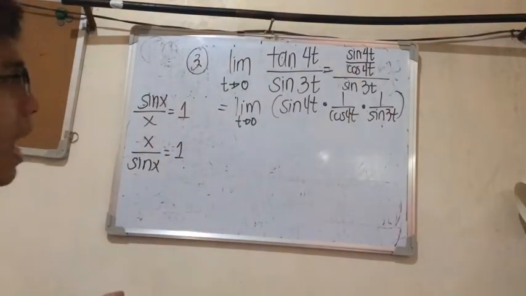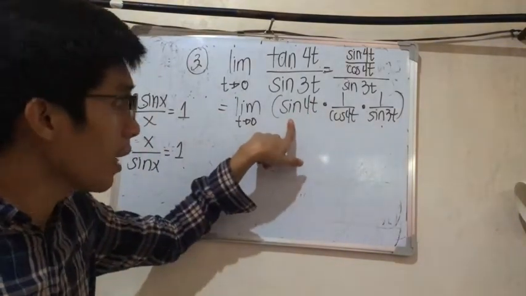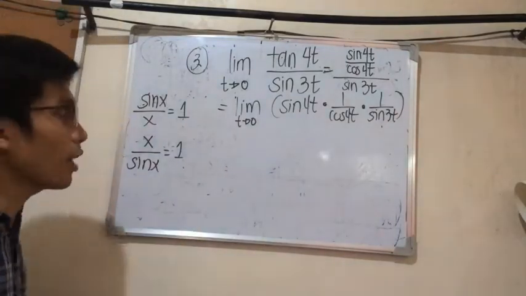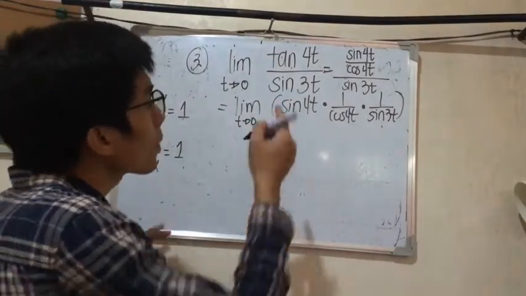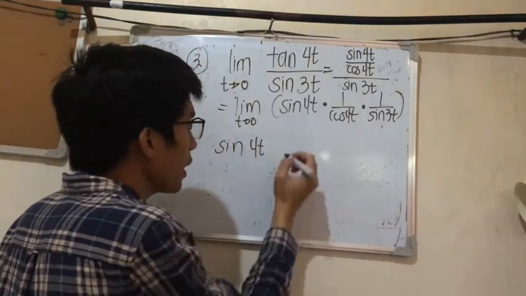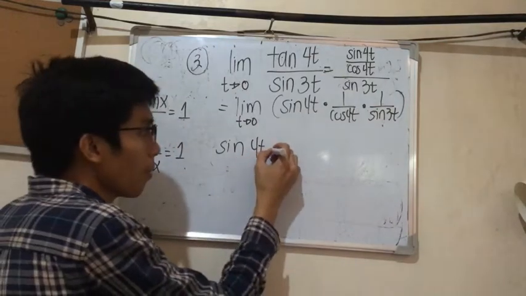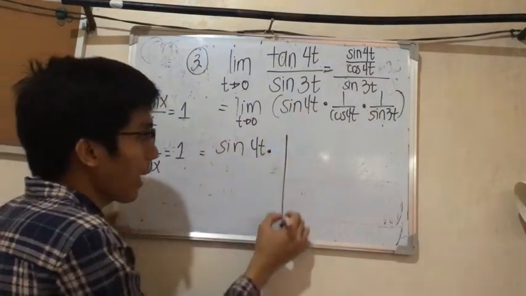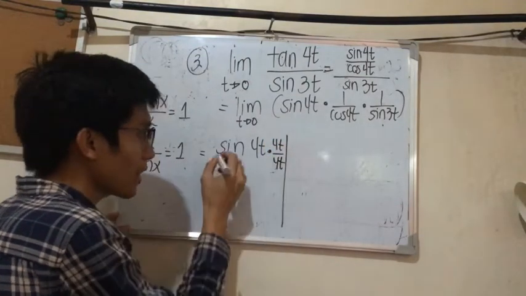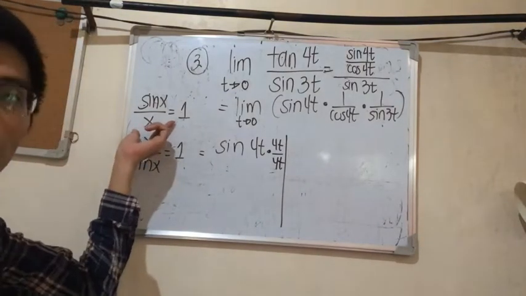So meaning, I have to find ways to have a denominator equal to 4t, and same thing to make it 3t over there. Just continue simplifying. In short, I have to find ways for sine 4t. So that is sine 4t. In order to make use of this one, I have to multiply both numerator and denominator by 4t over 4t, because I need 4t in my denominator for me to make use of this theorem.